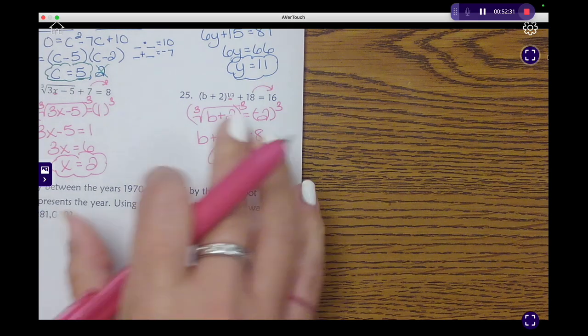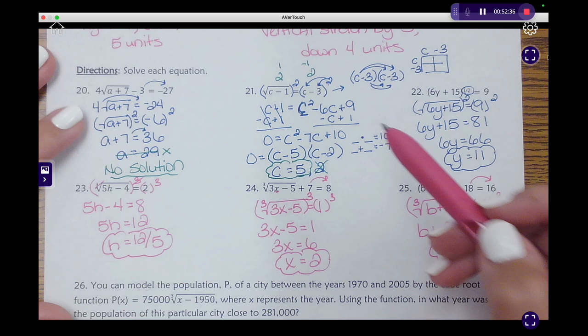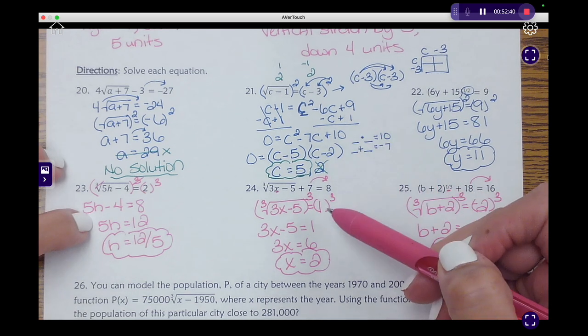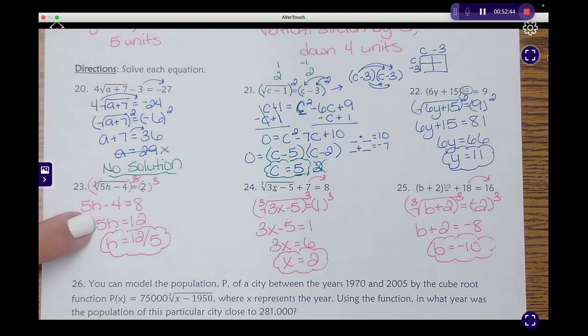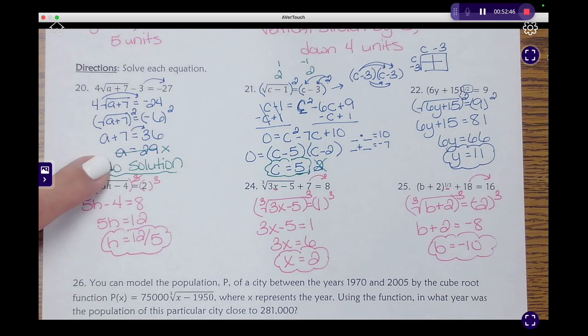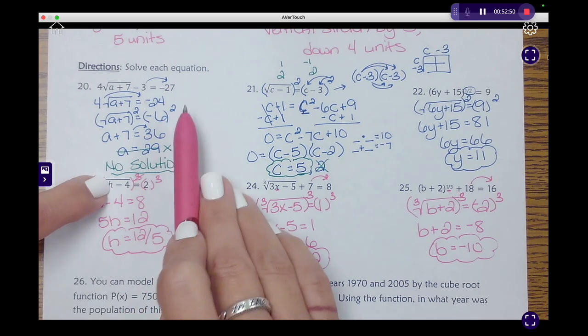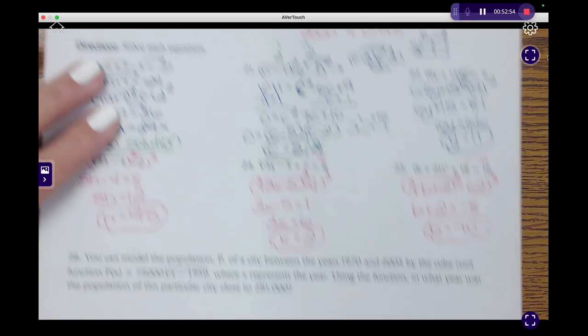Okay, so for solving equations, square roots and cubed roots, same concept, just get the radical by itself. And then you either square it to get rid of the square root or cube it to get rid of the cube root, and then you solve it like a normal equation. The biggest part about these is make sure you go back and check your answers. So even though you might get a number answer, you need to check it to make sure it actually works. If it doesn't work, then you could possibly have a no solution.